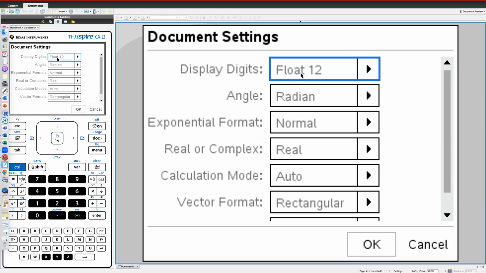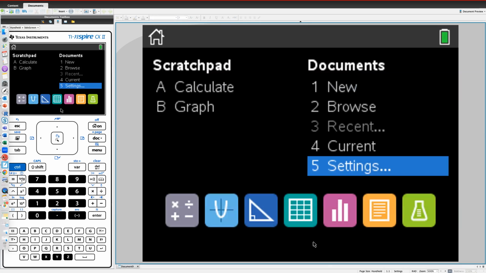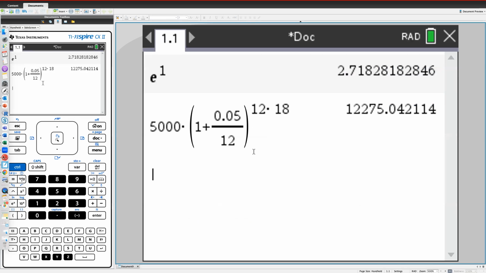If yours is getting cut off, it's because it's on float something smaller. Float 6 is telling you how many significant digits it's going to take. Just go up to 12. Once you do that, click OK, and then you can go back to current. Press 4 to go back to current, and it'll take you right back there.